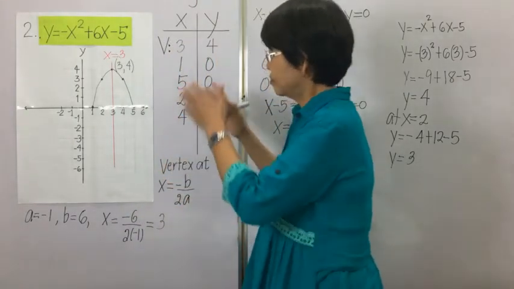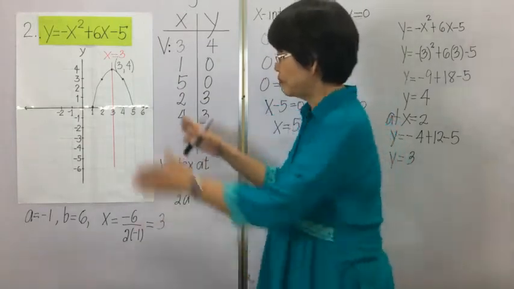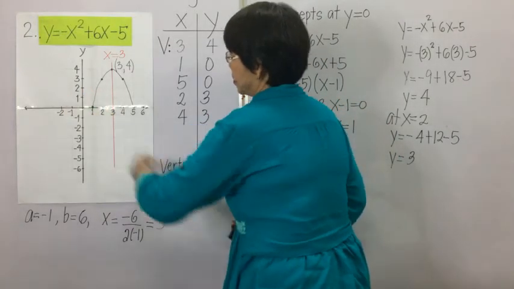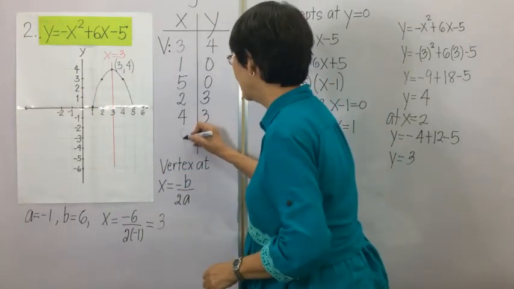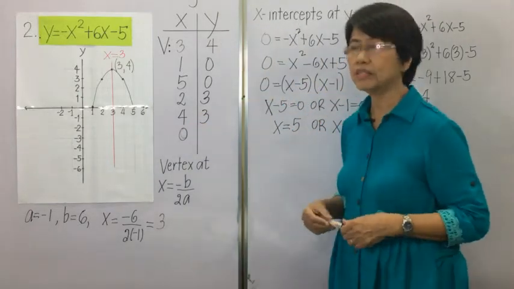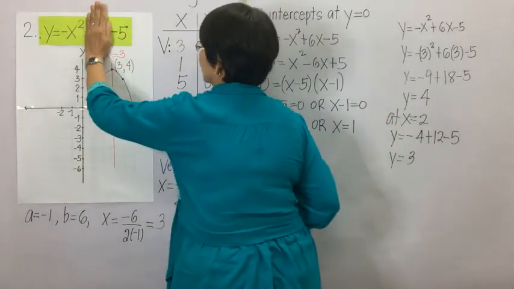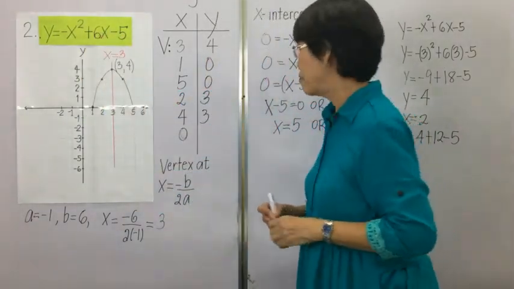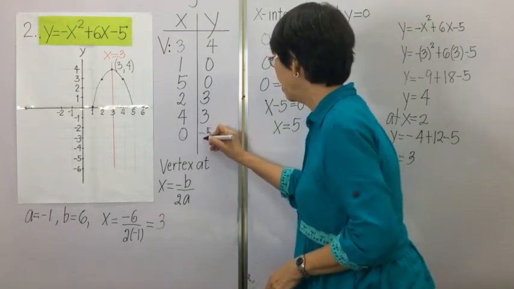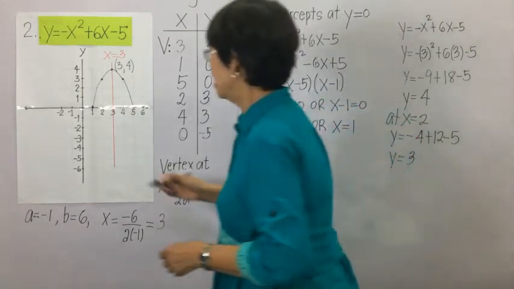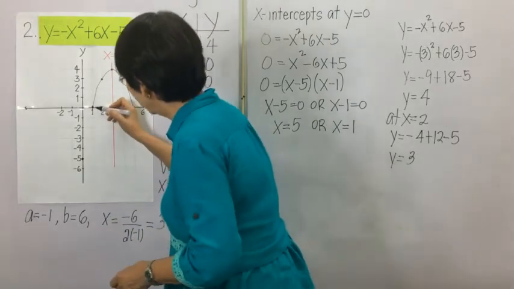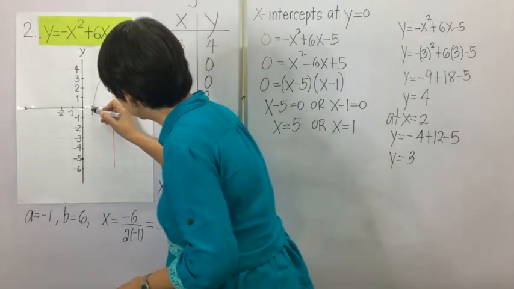And we have to locate some more points to make the graph smooth downward. So we can have another point here at x is equal to 0. At x is equal to 0, we simply cover this 0, 0. So you have negative 5. So 0, negative 5 is here. And we can connect the points.